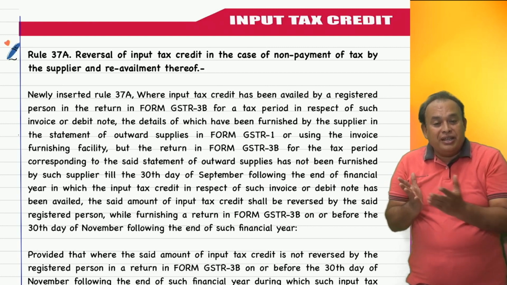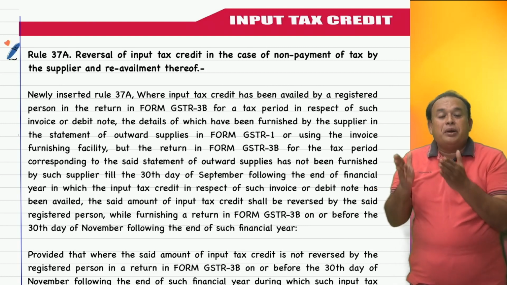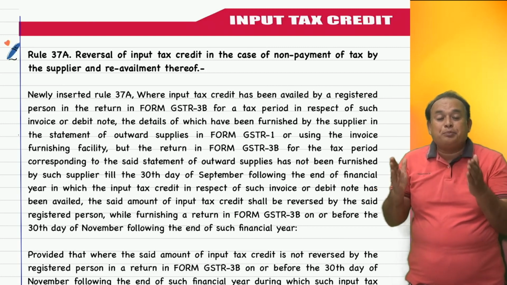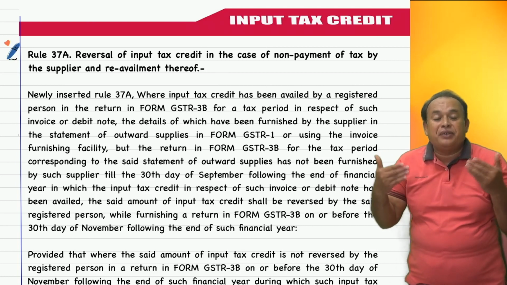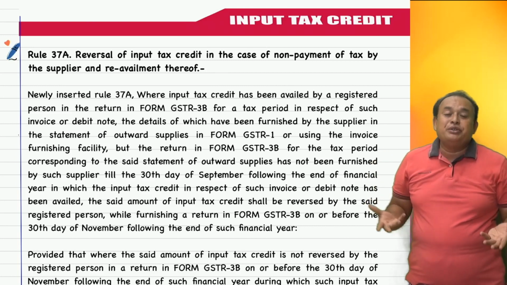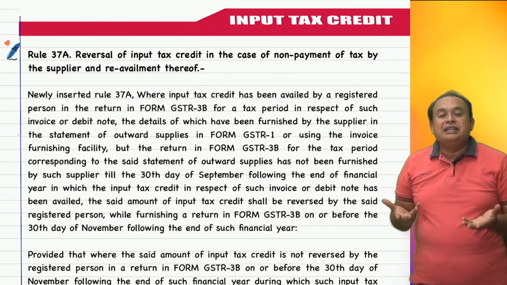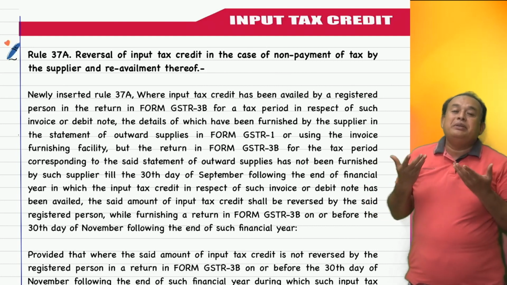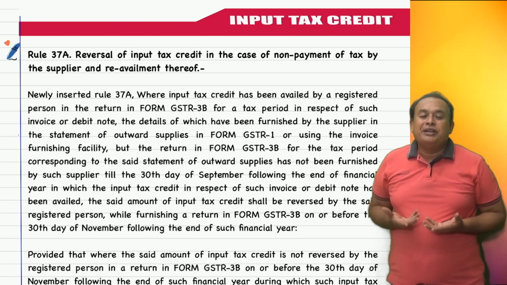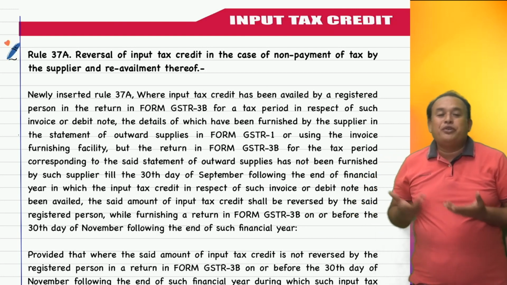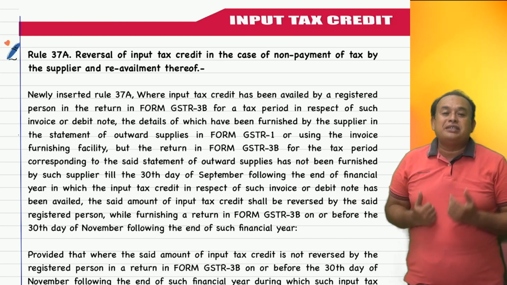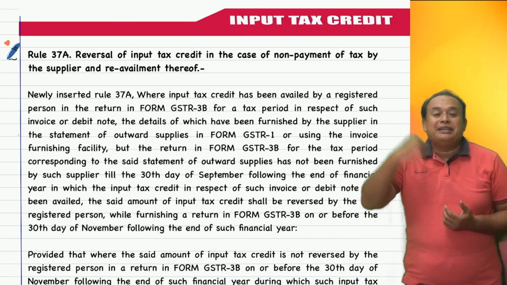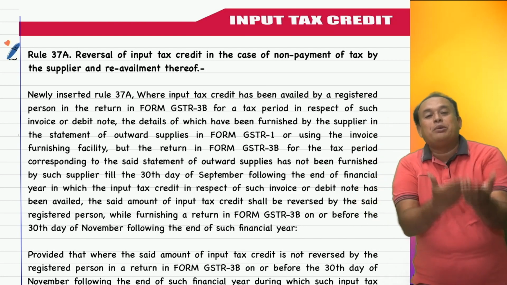It is not one year. It is 30th September of the succeeding financial year. Fortunately, in our given case, it is the September month. If I am in March 2024 for the financial year 23-24, and the March month supplies tax is not paid by the supplier, the time limit is 30th September only.